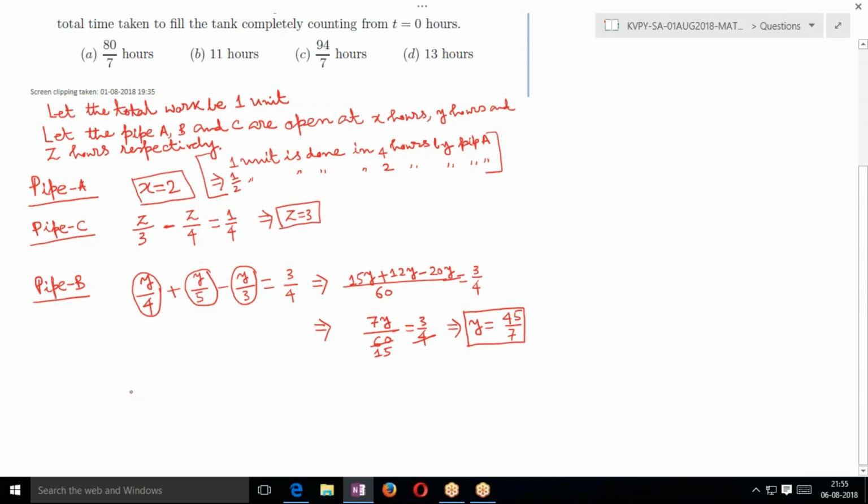So all we need to find is X plus Y plus Z. So now X plus Y plus Z is our answer. If you make 2 plus 3 plus 45 by 7, that will become 5 plus 45 by 7, that is equal to 35 plus 45 by 7, so that is equal to 80 by 7, and we get the correct option as A.